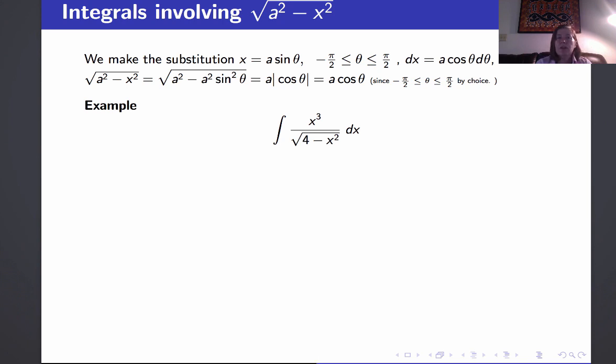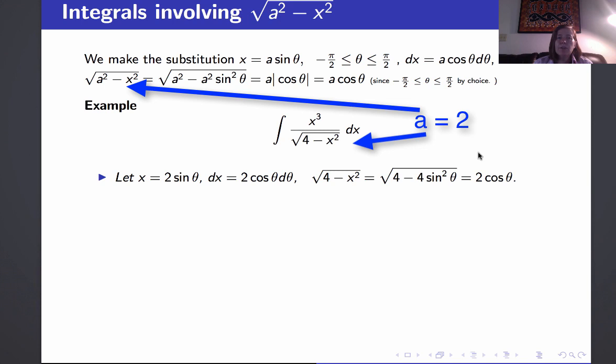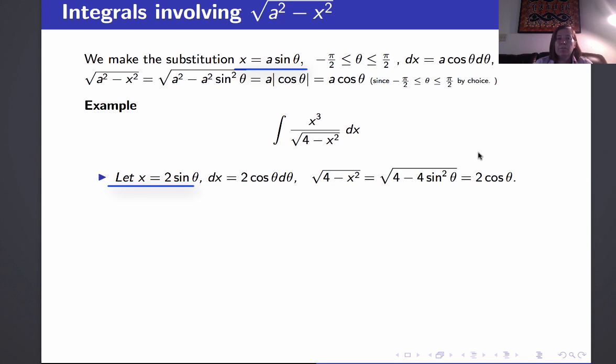So let's start with integrals involving the square root of a squared minus x squared. And I show one below, which you could conceivably solve using a regular substitution, u equals 4 minus x squared, but for the purposes of demonstration here, we're going to use this as an example of how we might use trigonometric substitution. So here we have something of the form the square root of a squared minus x squared, where a is 2, and the recommended substitution is to let x equal 2 times sine of theta.